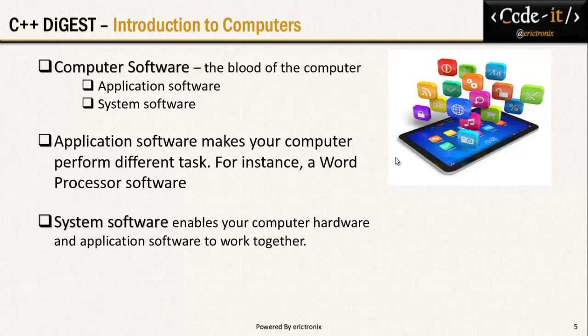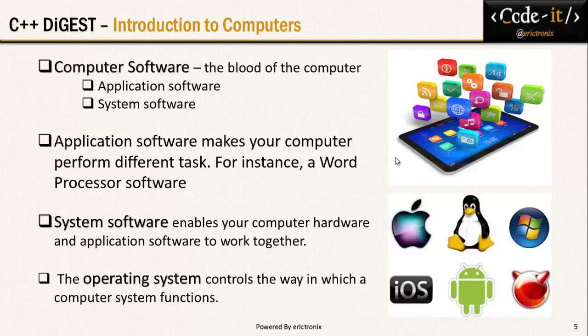System software intermediates your computer's hardware and your application software. It enables your computer hardware and application software to work together. The operating system, which is known as OS for short, controls the way in which the computer system functions. Resource management and housekeeping tasks are performed by the operating system. The operating system ensures that the memory, the central processing unit, and other resources connected to your computer are efficiently used by the application software installed on the PC.